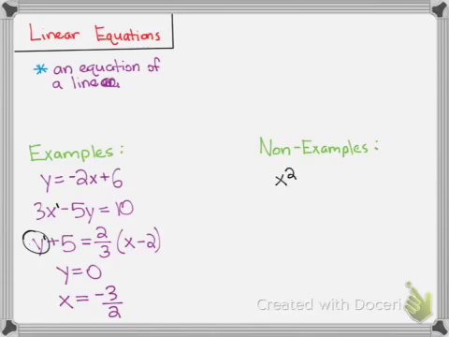X squared equals 4. That is a non-linear equation. Okay? X squared plus 2y equals 14. That is non-linear. Okay? We have squared values going on here. So with our linear equations, we're not going to have anything squared. We will only have powers of 1.